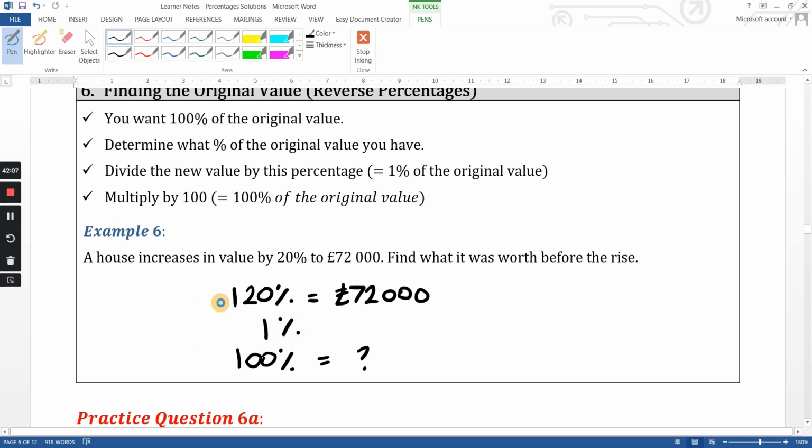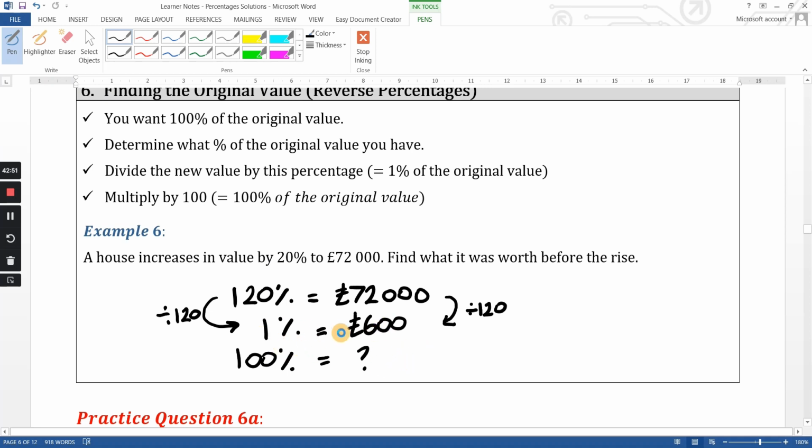1%. So I'm going to go from 120% to 1% instead. And to do that, I'll have to divide by 120. If I divide by 120 on this side, I'll have to divide by 120 on this side as well, because it's proportional. Let's type that in the calculator. Let's do 72,000 divided by 120. I get £600, or 600 comes up on my calculator screen, so it's going to be £600.